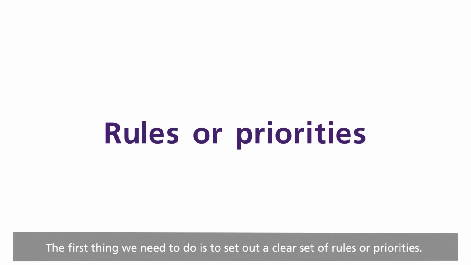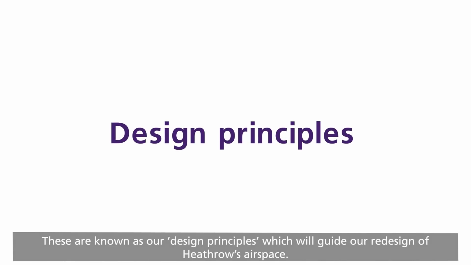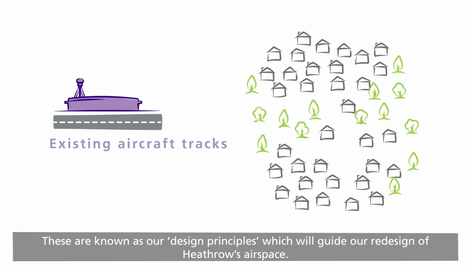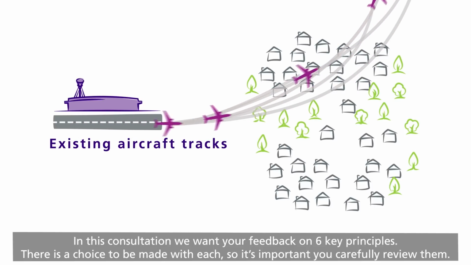The first thing we need to do is to set out a clear set of rules or priorities. These are known as our design principles, which will guide our redesign of Heathrow's airspace. In this consultation, we want your feedback on 6 key principles. There is a choice to be made with each, so it's important you carefully review them.